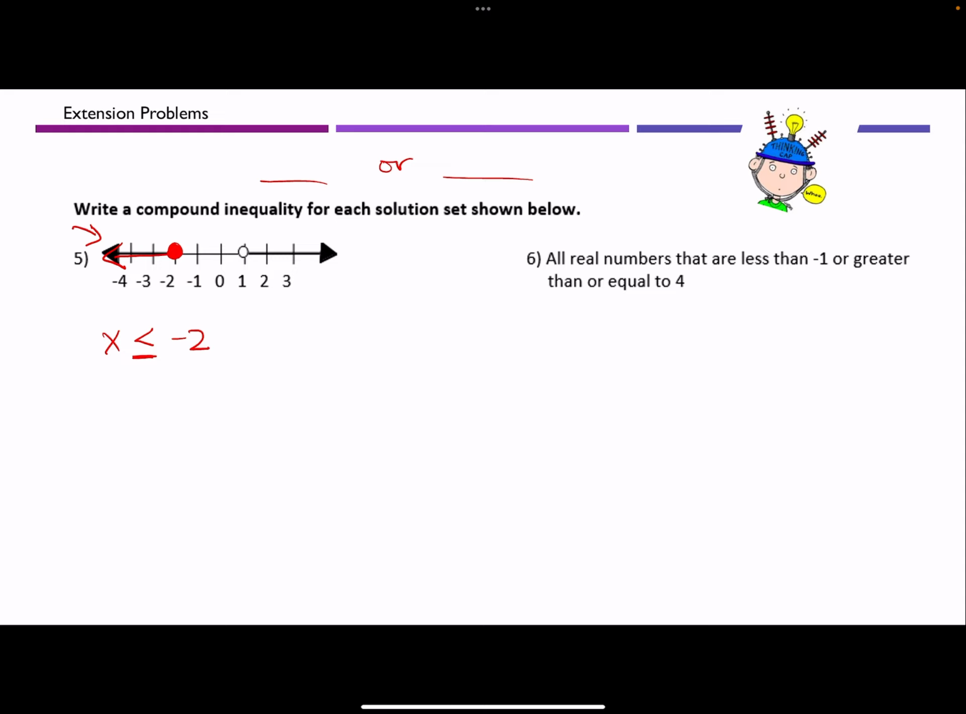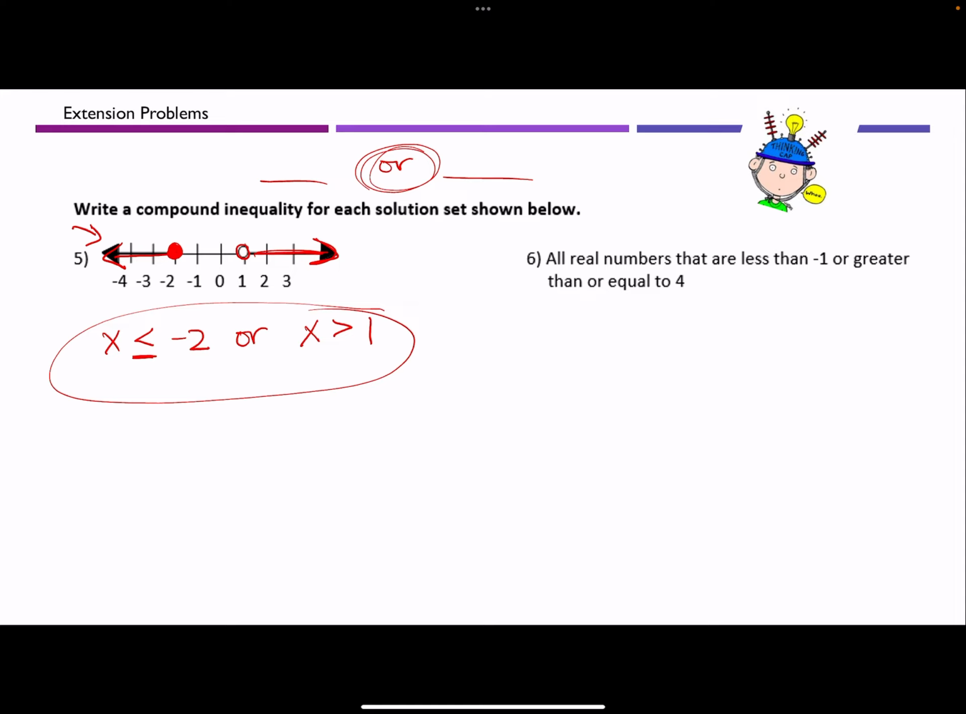And then if I look over here on the right side, this 1 has an open circle, and then we're shading above that. So we're going to say that x is greater than 1. And of course, remember, I need the word or in the middle. So there you go. There's my compound inequality. So we're kind of going backwards. Now I'm giving you the graph, and I want you to write the inequality.